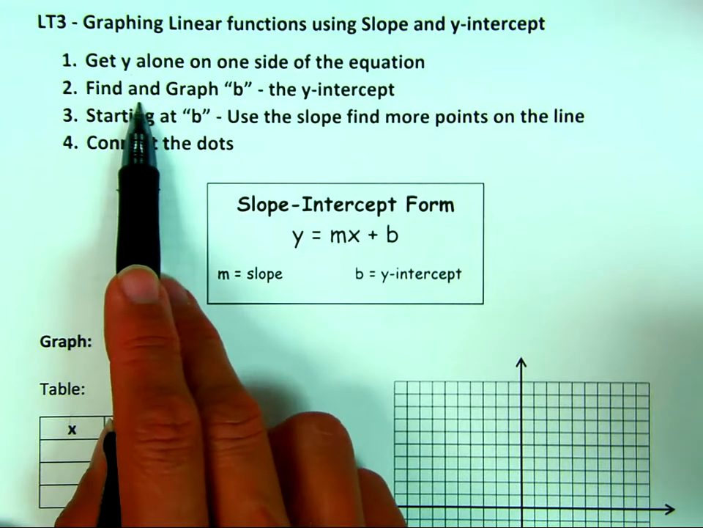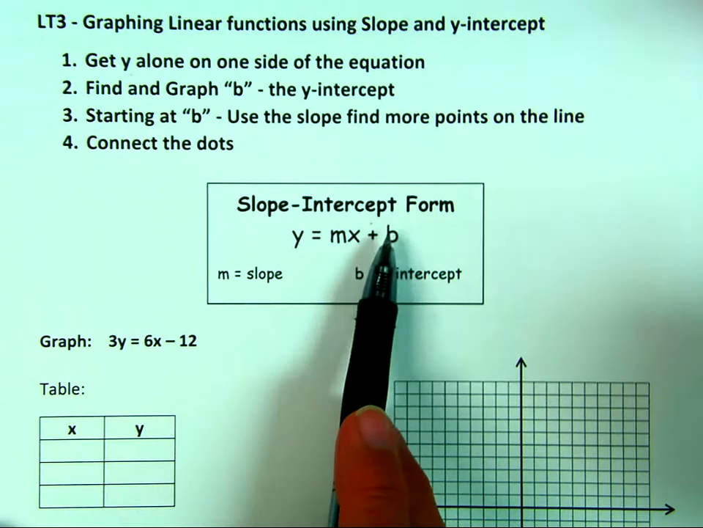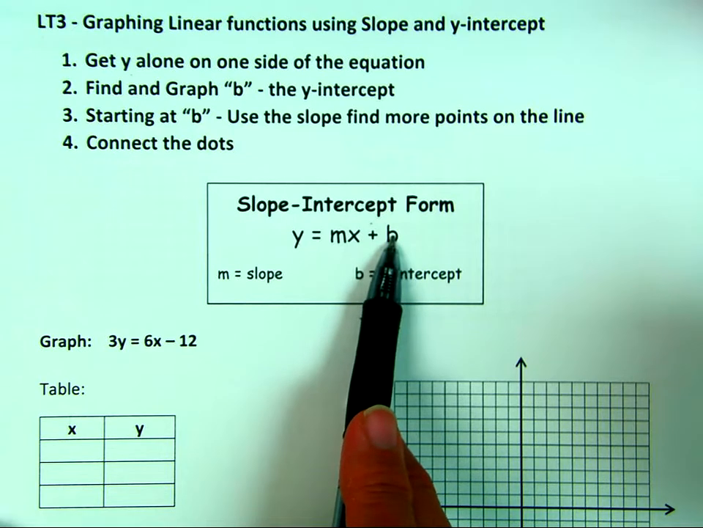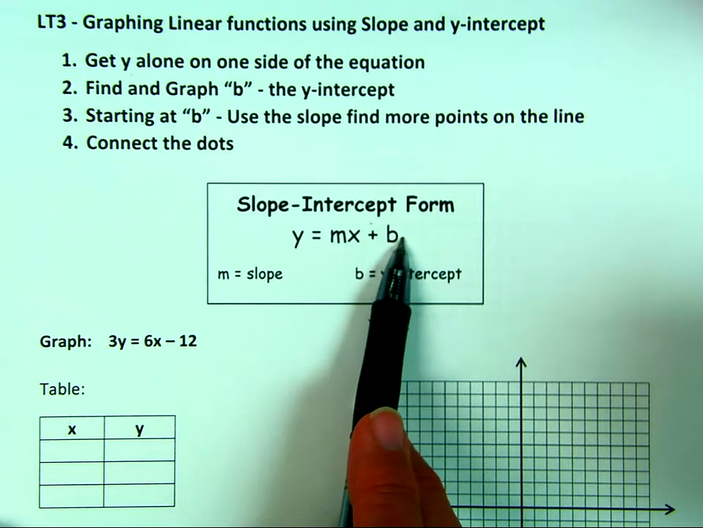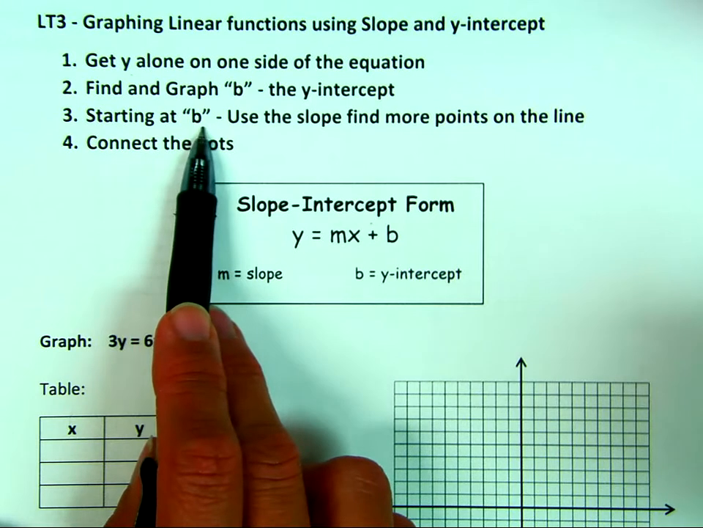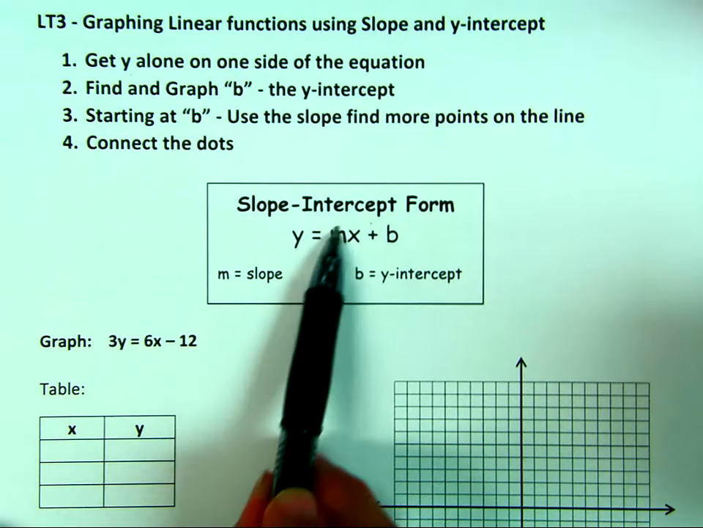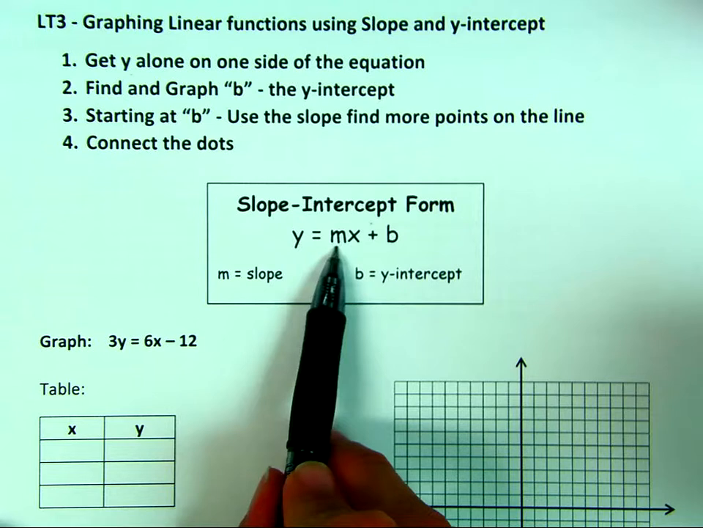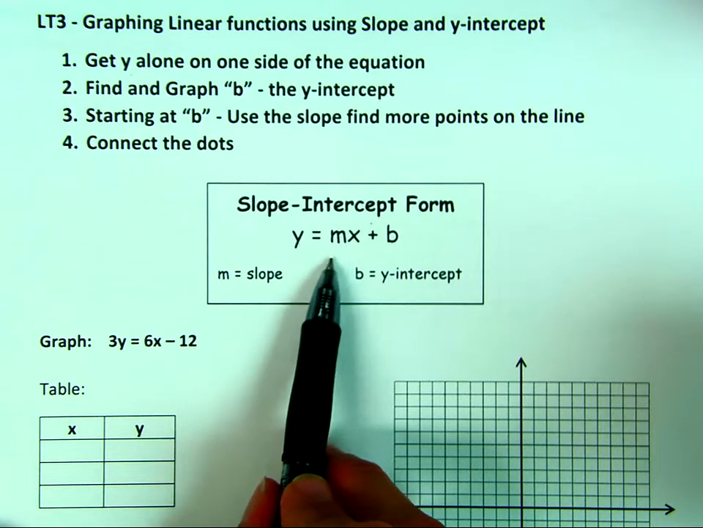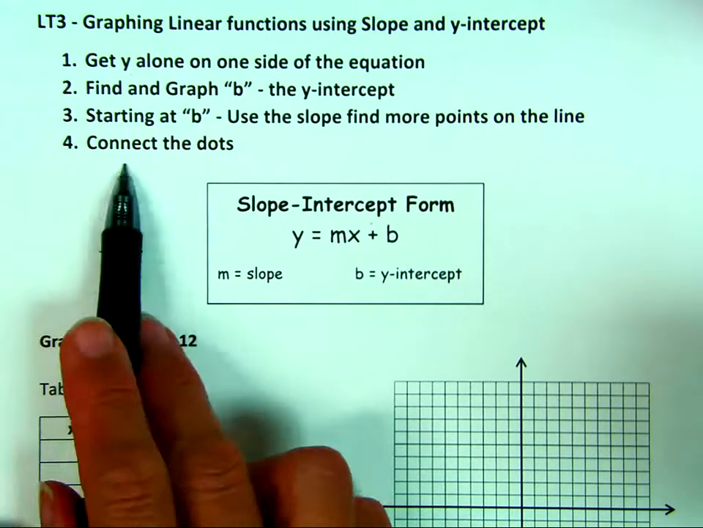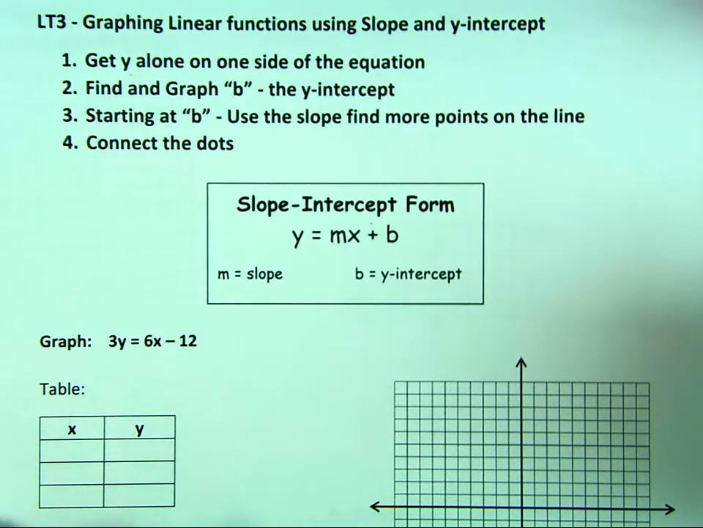Next, we're going to find the value of b, and we're going to graph the value of b on the y-axis because it's the y-intercept. Then starting at that point, starting at b, we're going to use our slope to find more points. Remember, slope is rise over run. It tells us the constant rate of change. After we make a few dots, we're going to connect the dots.